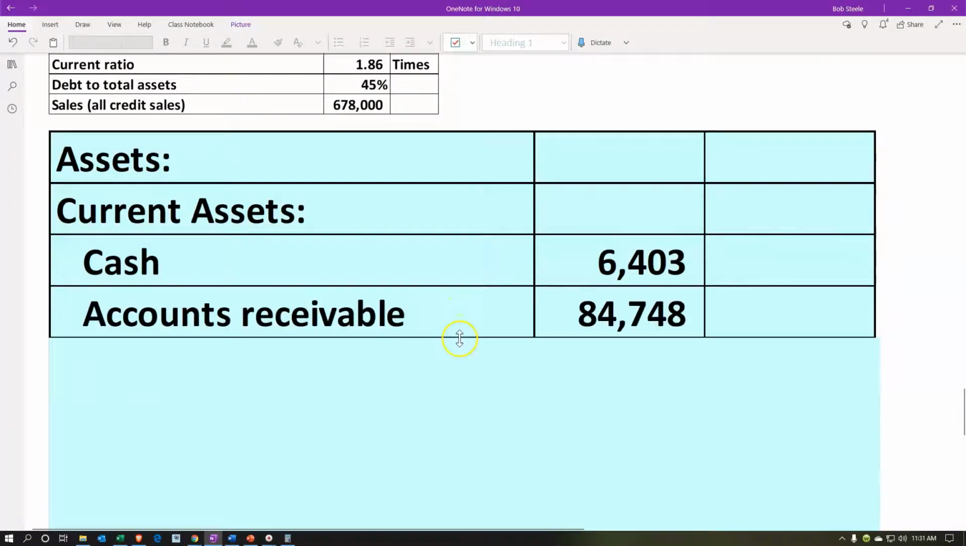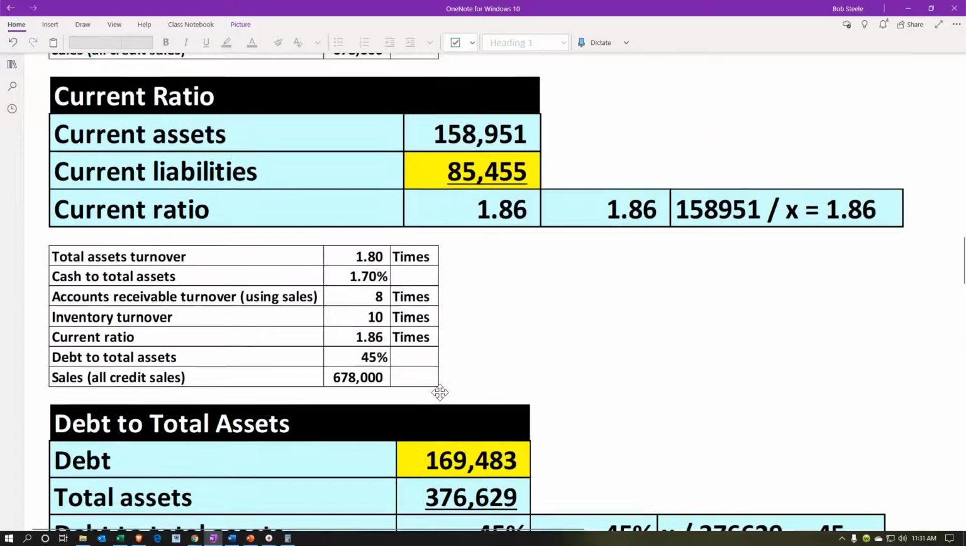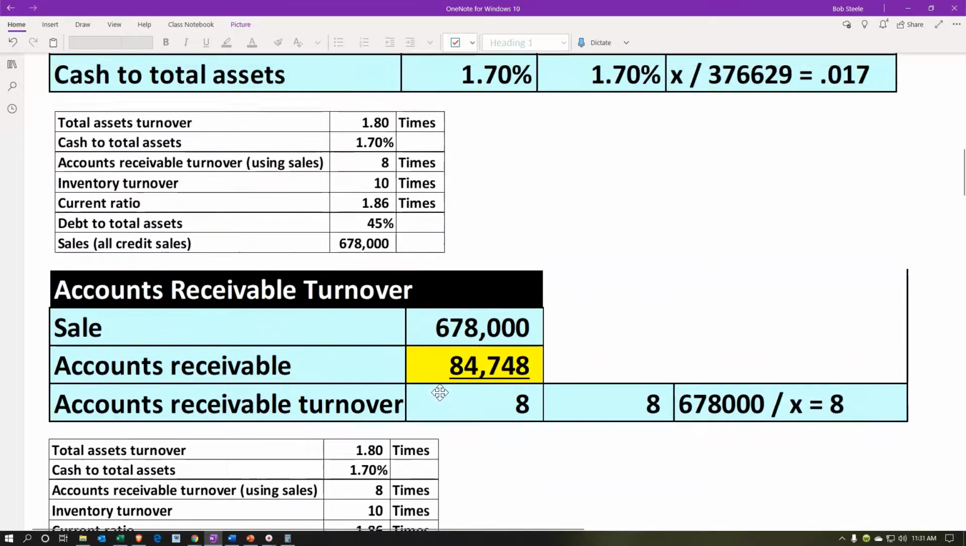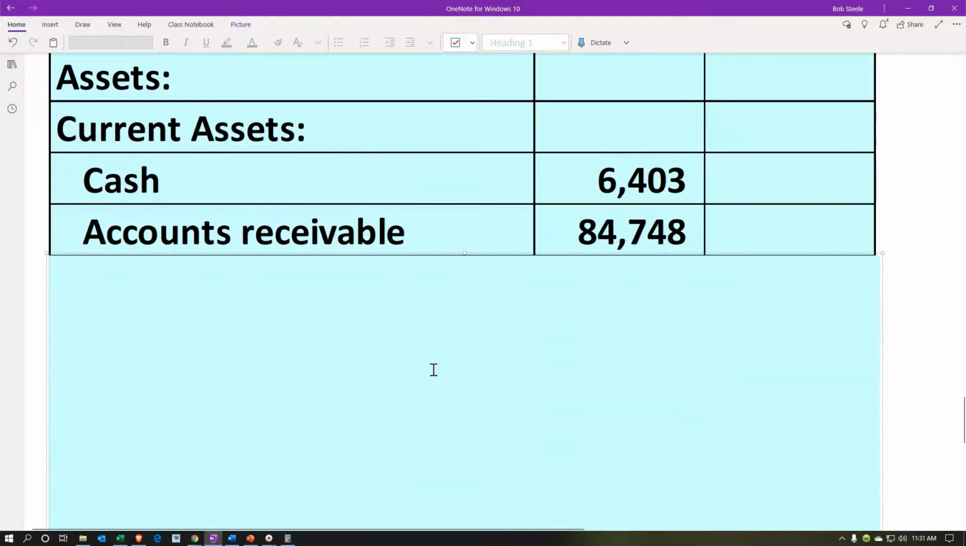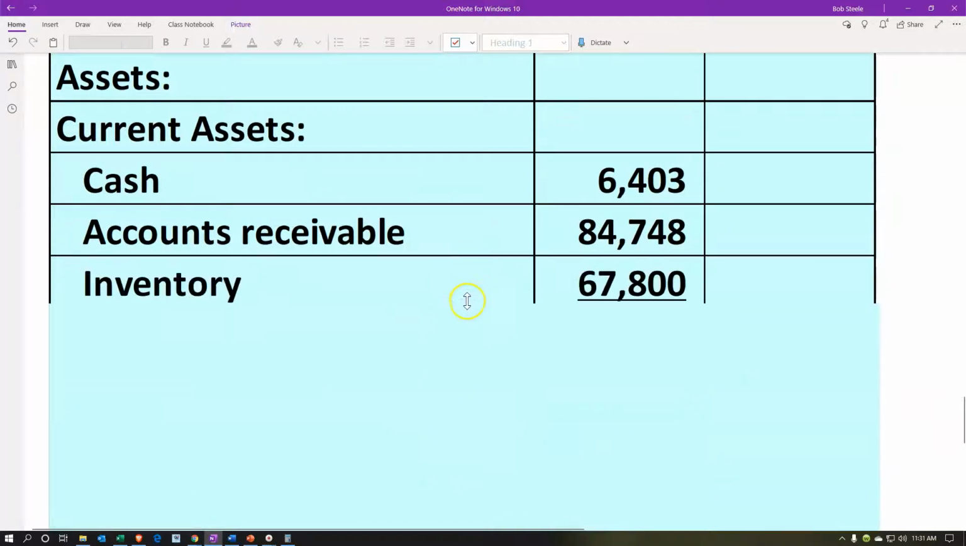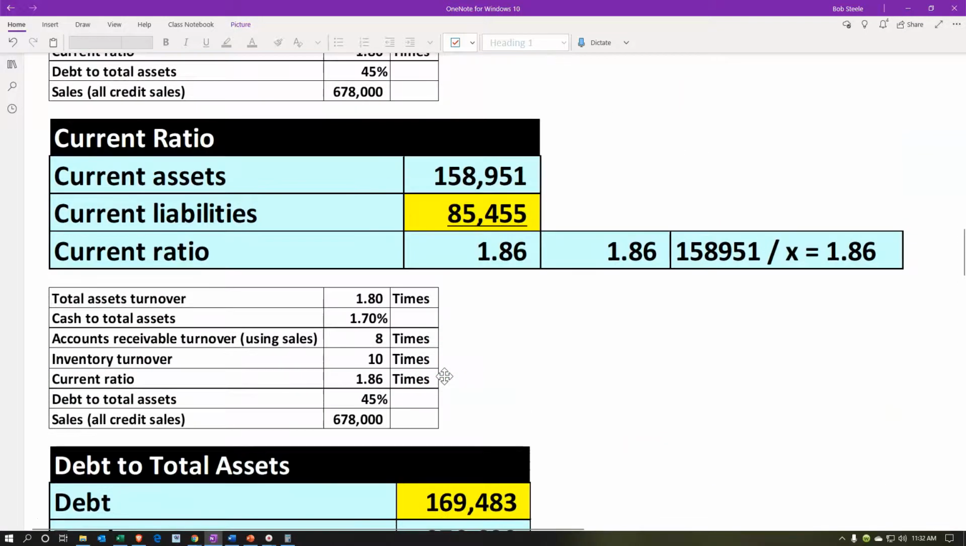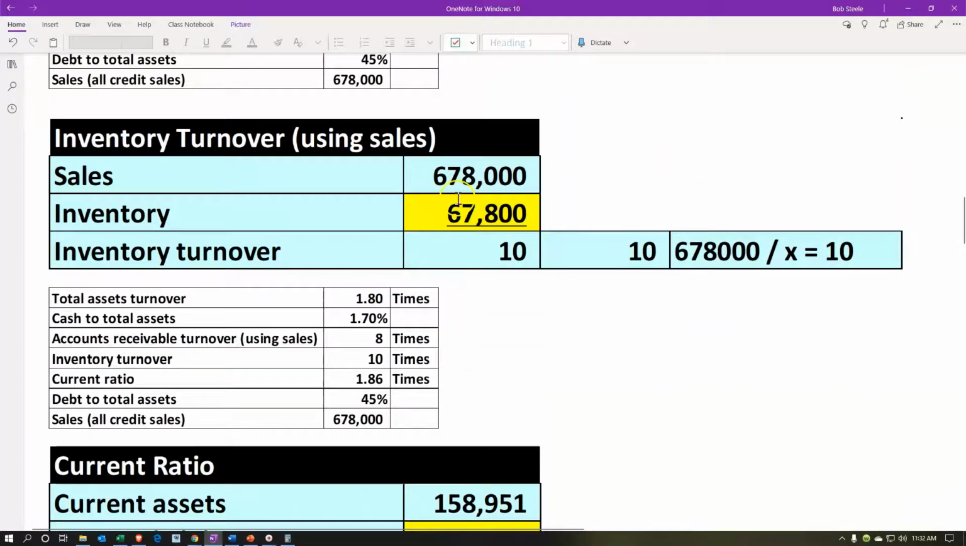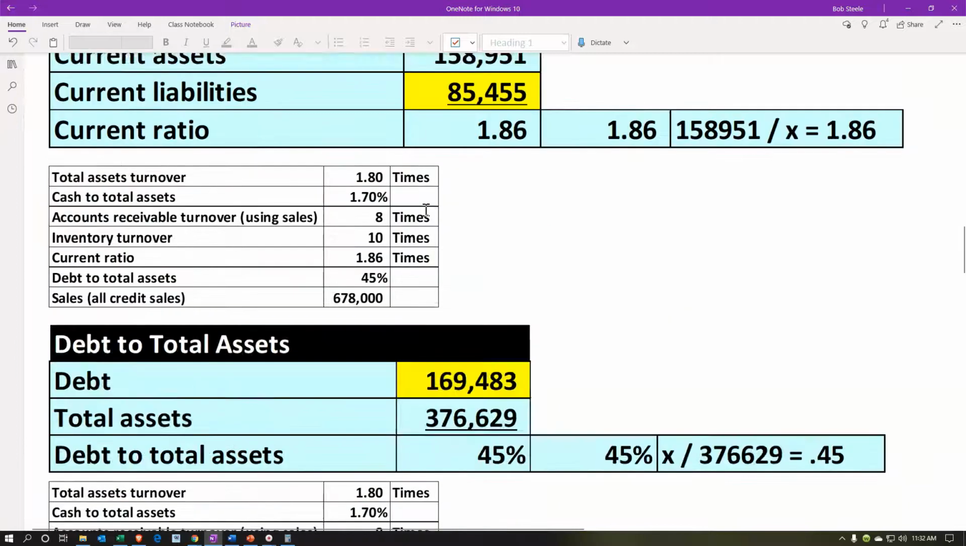Then we had the accounts receivable, 84,748. I think that was in the accounts receivable turnover. So if I scroll up top, 84,748 accounts receivable turnover. Then we had the inventory. That was in the inventory turnover. So if we scroll back up top, we've got the inventory. So we figured out the 67,800.